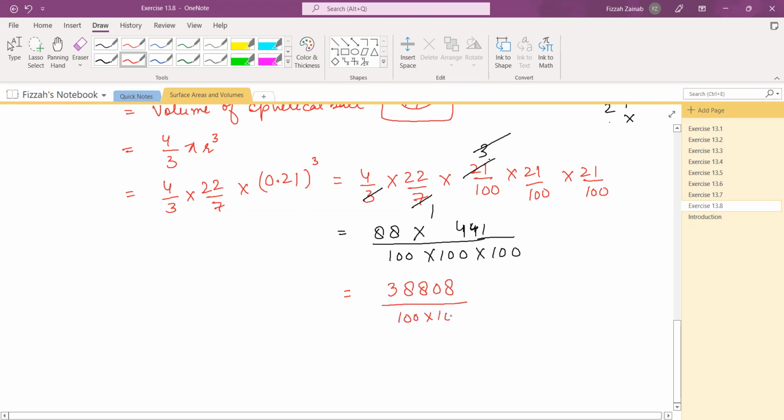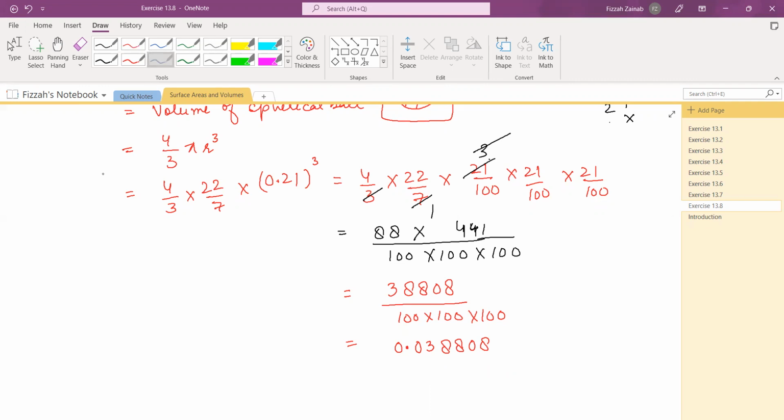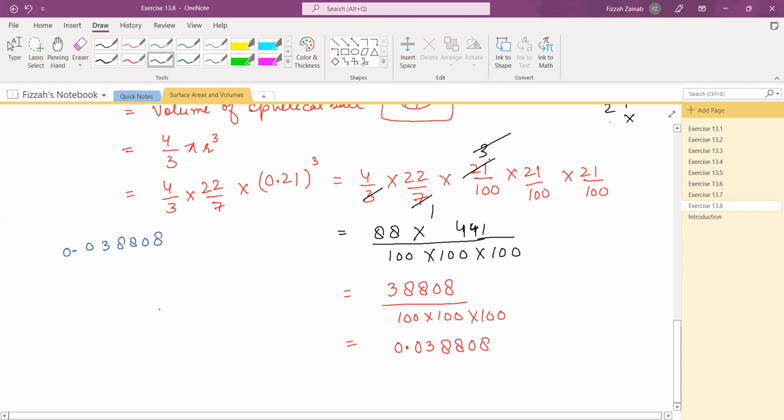And then I have 6 zeros. So I have 1, 2, 3, 4, 5 places only. So I'll get 0.038808. Yes, I hope this is correct. Let's round it off. So how do you round it off? Now see here, you have 0.038808.